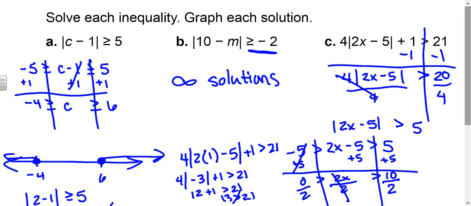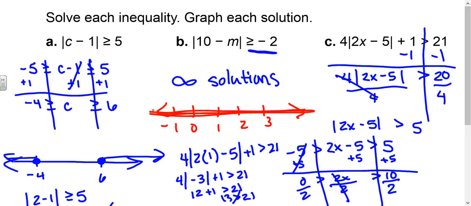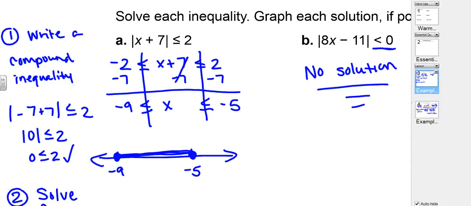Now, one more thing before we're finished. Let's talk about the graphs for a problem that has no solution and a problem that has infinite solutions. So for this problem here in the middle, if it has infinite solutions on a number line, that means that I can plug in any number I want. So on my number line, let's say here's 0, 1, 2, 3, negative 1, and so on. My graph is going to cover all of this because I can plug in any number on the number line and it will work.